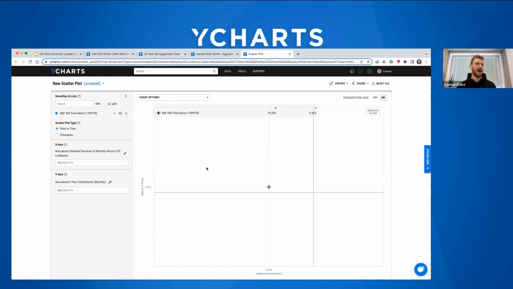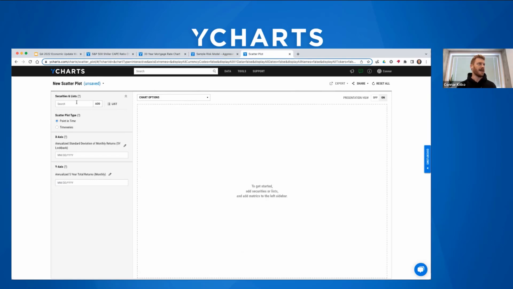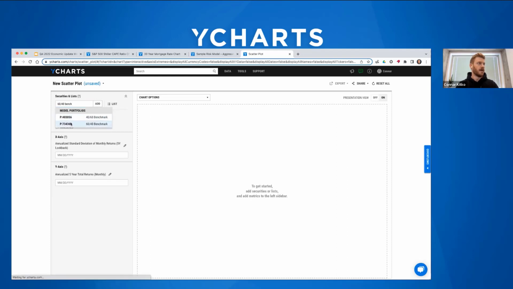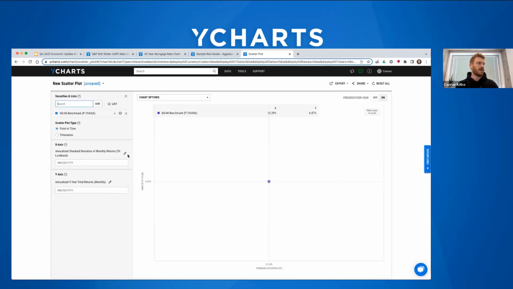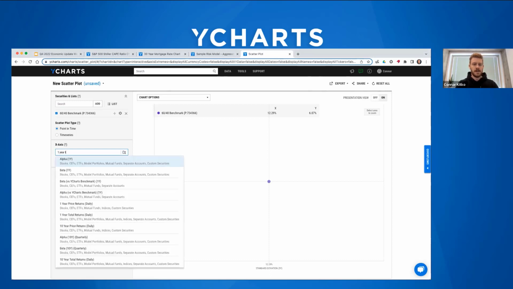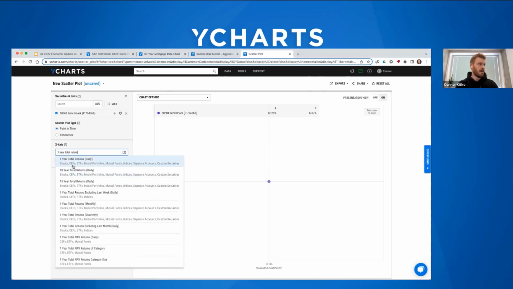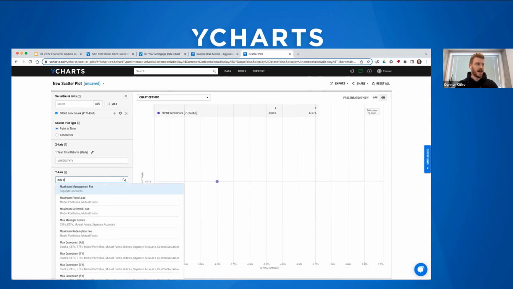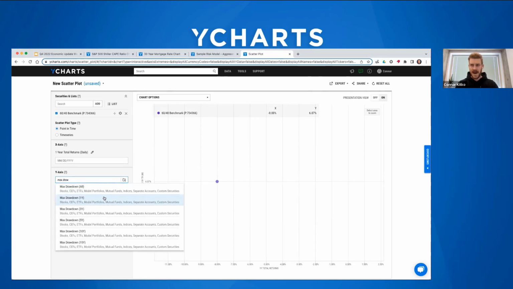Okay, back to the scatter plot. Coming into this blank canvas starting point, I'm going to add that 60-40. And I'm going to customize my metrics here so that on my x-axis, I have annualized 1-year total return. 1-year basis, so actually don't need the annualized number here. And then we're also going to look at max drawdown on a 1-year look back.